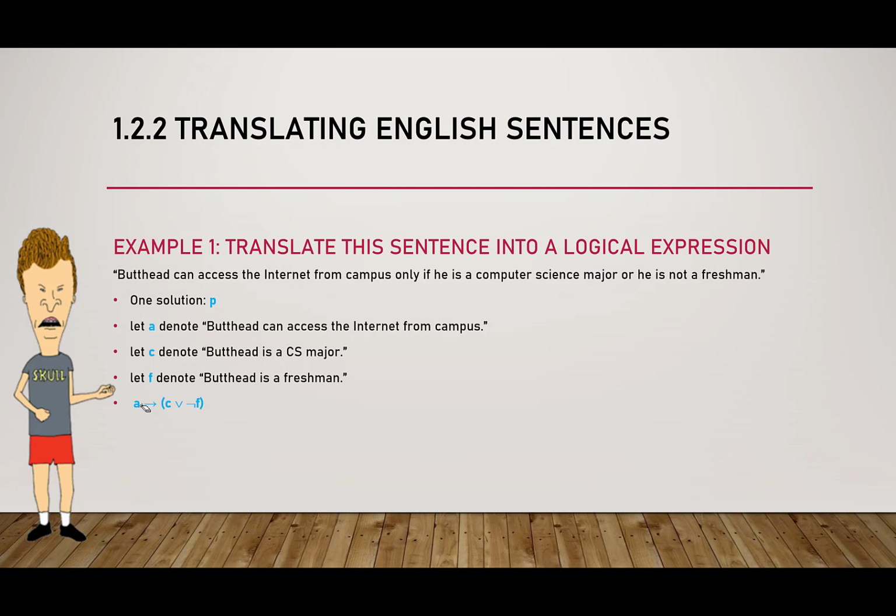Butthead can access the internet from campus only if he is a CS major or he is not a freshman. So you might ask yourself, what about this? Why doesn't this work? This is saying if he is a CS major or he is not a freshman, therefore he can access the internet. That sounds true, right? Doesn't that seem like that's right? The truth is it's not. And we're going to see it in a truth table in just a minute to prove it, but let's just look at it from a logic perspective. Why is that not true?